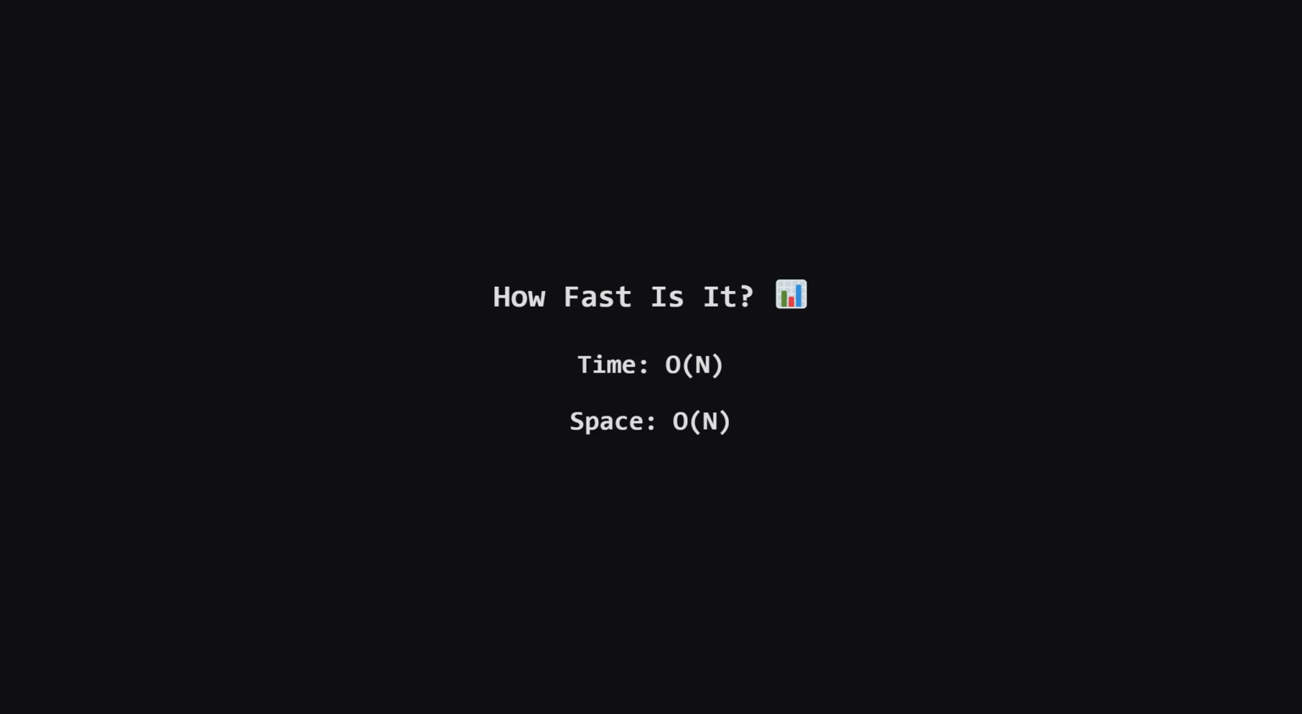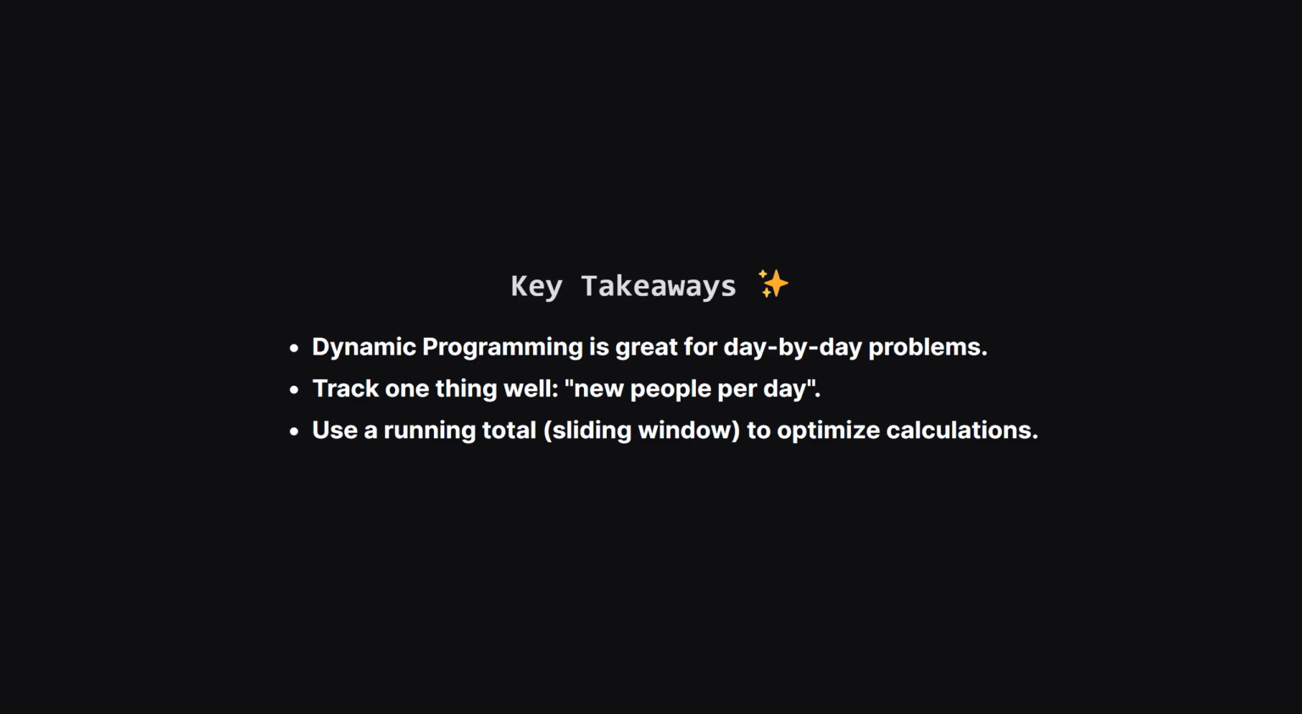So how efficient is our solution? We have one primary loop that runs n times, where n is the total number of days. That makes our time complexity big O of n. For space, we create that DP array which also has a size of n, so our space complexity is also big O of n. Pretty good. So to wrap it all up, this was a great example of a dynamic programming problem. The key was to simplify the state we were tracking down to just the number of new people per day. From there, we used a clever sliding window idea to keep our calculations fast and efficient.